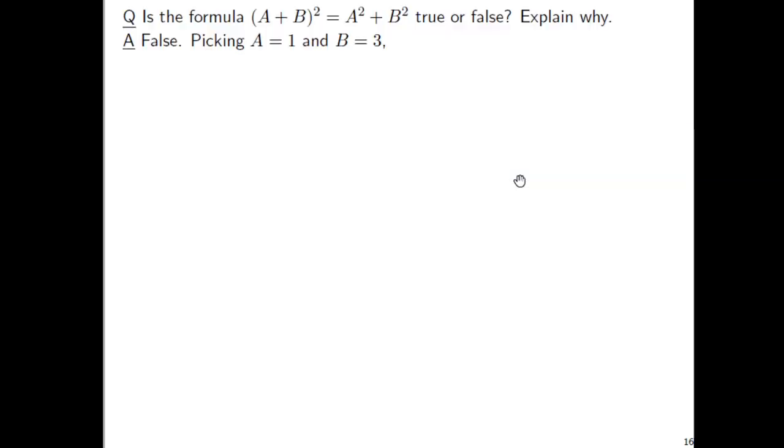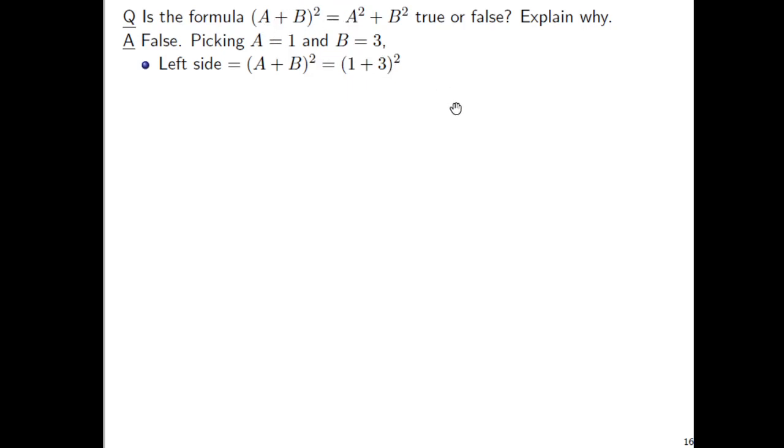So is the formula (a plus b) quantity squared equal to a squared plus b squared true or false? Explain why. This formula is false. You can plug in almost any combination of numbers to show this. I'm going to use a equals 1 and b equals 3, and the left side will become (1 plus 3) quantity squared. This is not the time to try to distribute the square. That's what we're trying to discuss right now, if that's valid or not.